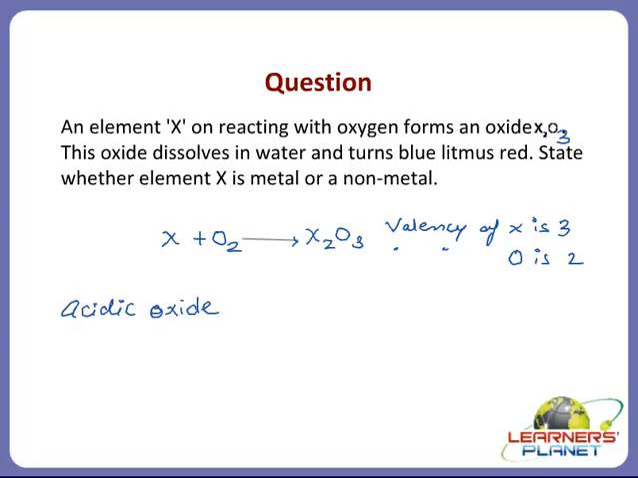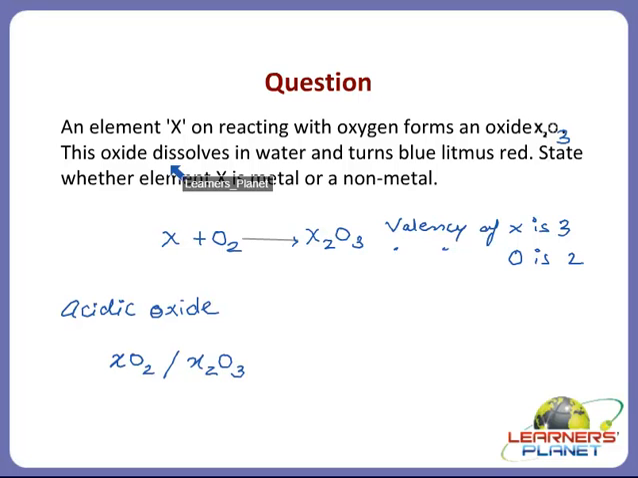So here, children, the formula of the oxide can be XO2 or X2O3. X2O3 doesn't mean that it's aluminium only. It can be any other oxide. It can be boron oxide also. It can be gallium oxide also. So if it's boron oxide, it is turning blue litmus red, means it is acidic. So the formula can be XO2 or X2O3.